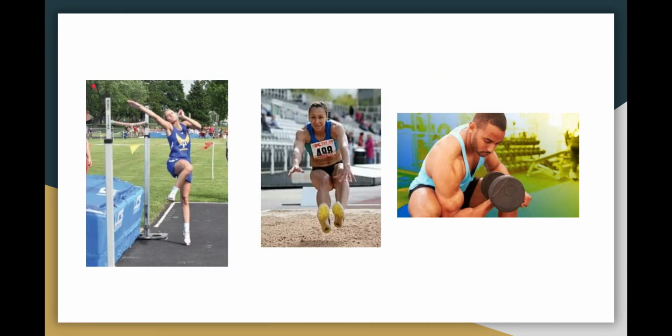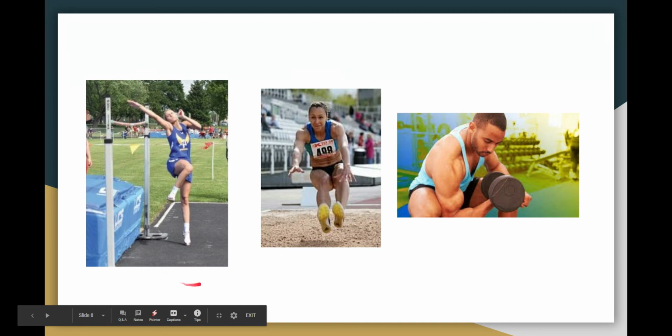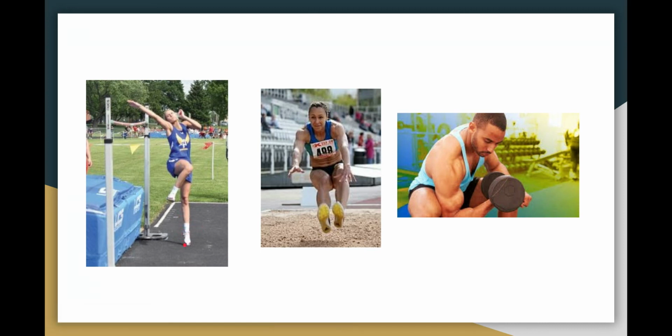The final thing we'll look at is some static images that you could get given in an exam. For example, you could get asked about the high jumper here and the joint action taking place at the ankle. We can clearly see that the toes are pointing into the ground on takeoff, so we know that plantar flexion is taking place at the ankle. Then we can say that the muscle contracting is the gastrocnemius, and the muscle relaxing is the tibialis anterior.